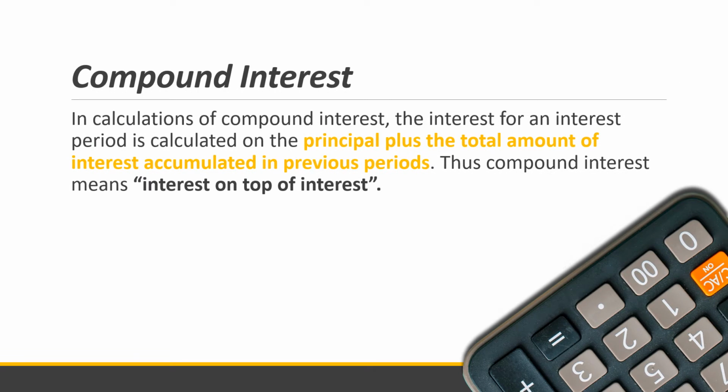In calculations of compound interest, the interest for an interest period is calculated on the principal plus the total amount of interest accumulated in previous periods. Thus, compound interest means interest on top of interest. Meaning, say you have a principal amount for the first year, and at the end of the year, it becomes P plus I. That amount, the principal with interest for the first year, is also what you use as the principal amount for the second year, meaning the interest is included. So that is why it is called interest on top of interest.